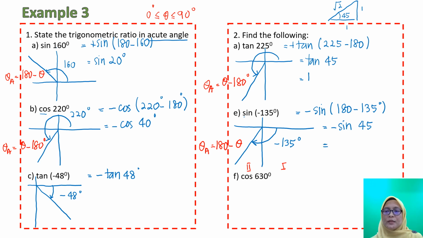Okay, so 45 also special angle. So from the diagram kita akan dapat negative 1 over root 2. So negative 1 over root 2 ataupun rationalize kita akan dapat negative root 2 over 2.